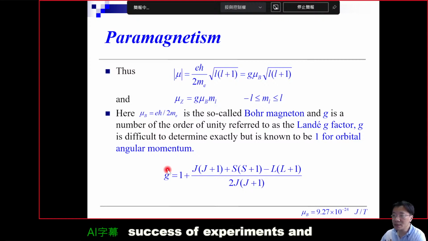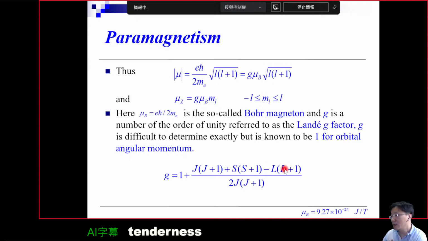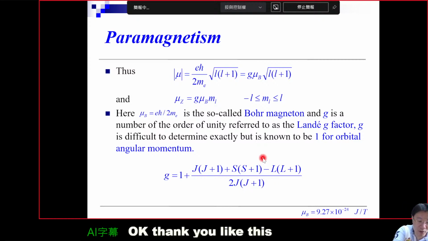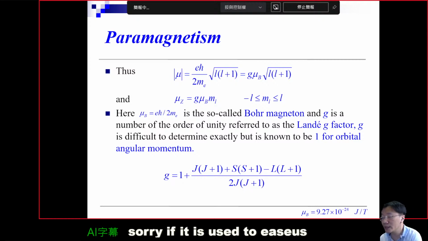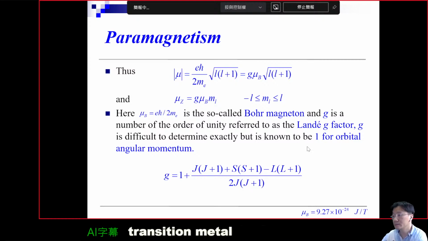But in some cases, if S or L are not 0, then you will get a g factor in between 1 and 2. Fortunately, when we calculate the magnetic moment that comes from the 3d electrons, we don't need to worry about L. So the g factor would always be 2. That would be much easier for us to estimate the magnetic moments of the usual 3d transition metals. Okay.